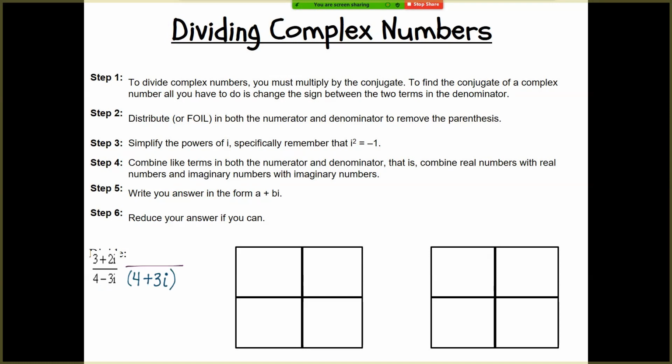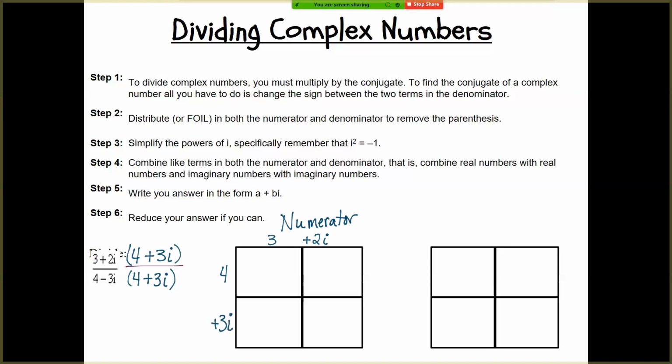And then we're going to multiply both the top and the bottom by that conjugate. So we're going to multiply the top by 4 plus 3i, and we're going to multiply the bottom by 4 plus 3i. That's why we have 2 boxes drawn for us on this slide. So I'm going to do the numerator in the first box. My numerator, I had 3 plus 2i, and then I multiplied it by the conjugate 4 plus 3i.